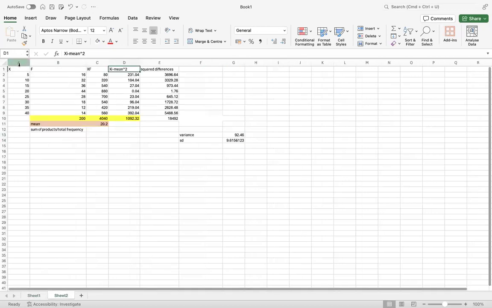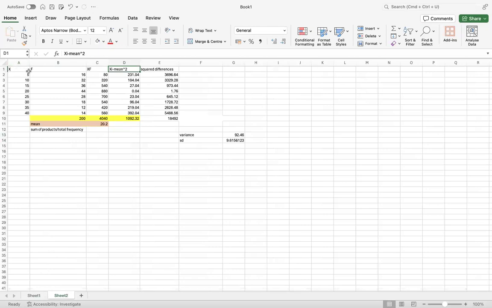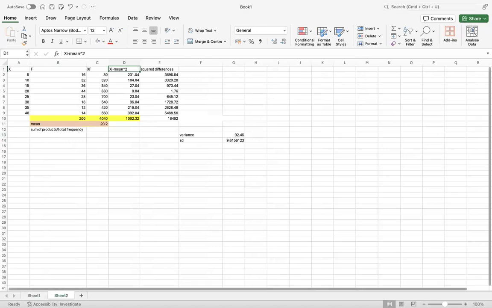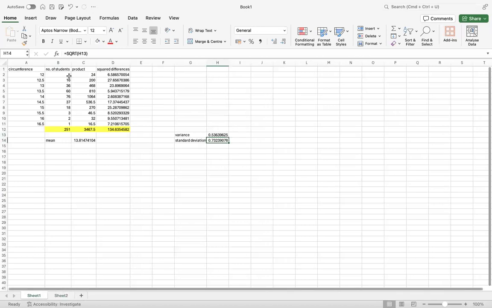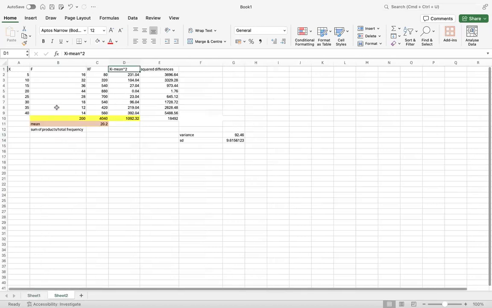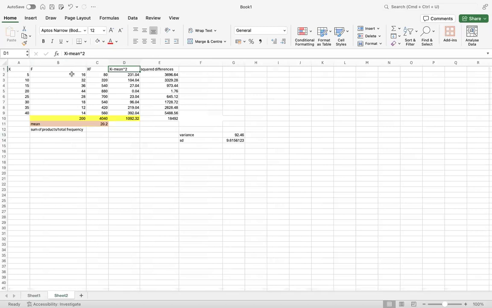In the same way here also, instead of circumference, you have x. Frequency means how many times it is getting repeated. Here also the number of students, how many times it is getting repeated? 2 times, 16 times. That is what frequency is. How many times it is repeated? 16 times, 32 times, 36 times. So the same way you have to do here also.